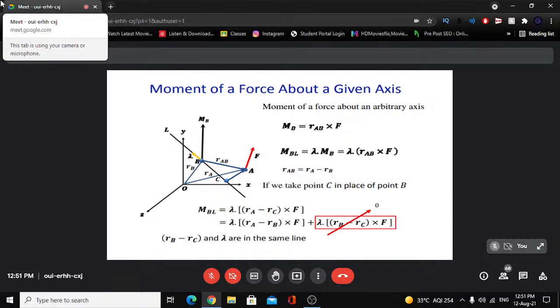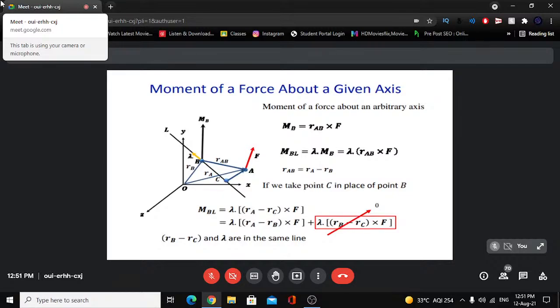Now RAB, as we defined, is RA minus RB, where RA is the position vector of A and RB is the position vector of B. So RA minus RB is RAB. Now here let's shift the point of calculation of this moment to C. When we work out the moment of F about C, it would be RAC, so RA minus RC, cross F, into lambda. So lambda dot (RA minus RC) cross F will be the moment about line BL.